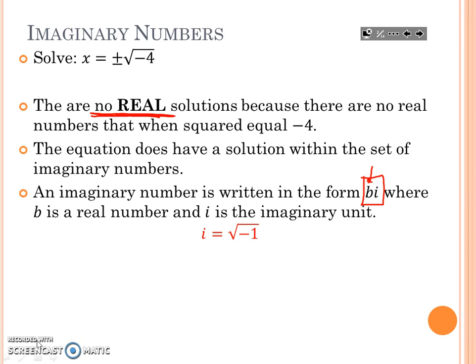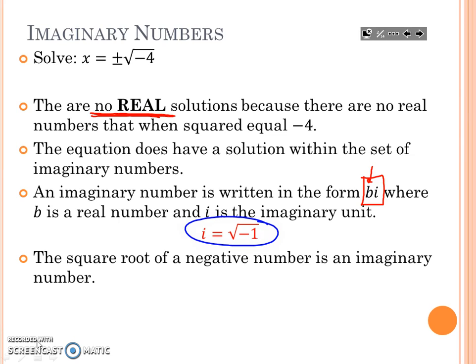So essentially what you guys need to know is the square root of negative 1 equals i. And that's the most important part of what we're going over today. The square root of negative 1 equals i. So the square root of any negative number is going to give you an imaginary solution.